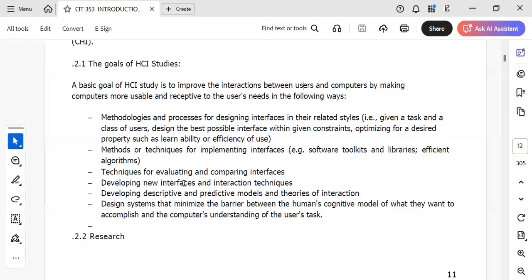You don't need to cram it the way it is written here. You just need to know that this last point is talking about how to minimize the barrier in the difference between the human cognitive model and the machine cognitive model, which is the understanding level of the two of them.